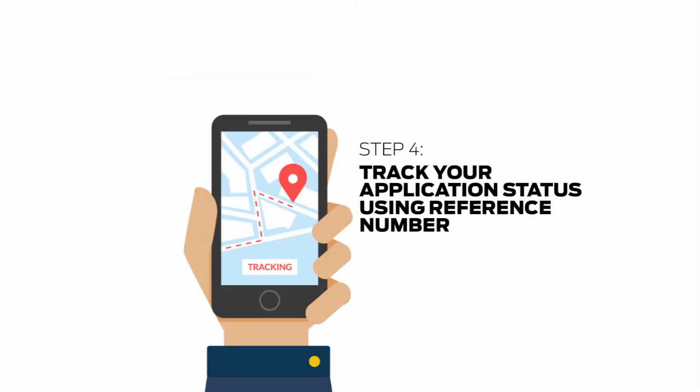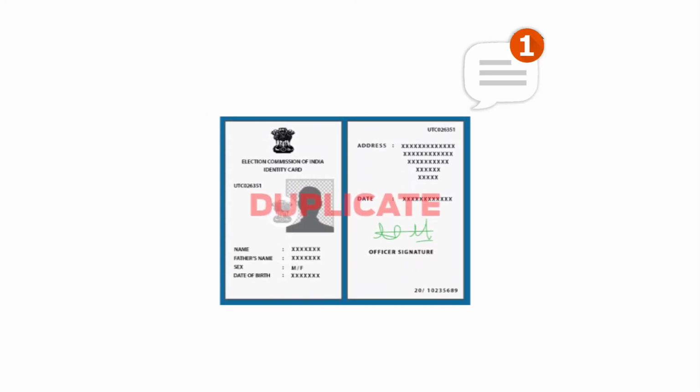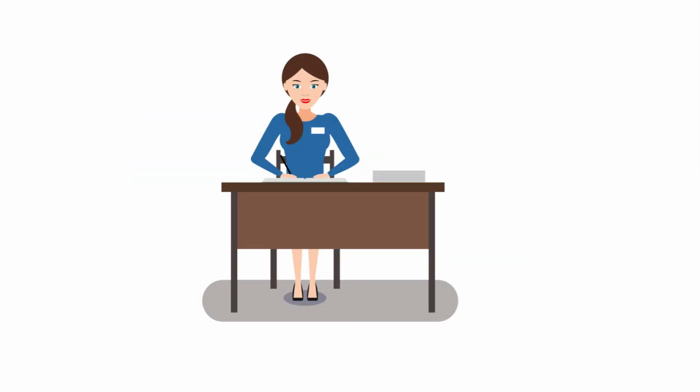You can track your application status on the State Election Office website using this reference number. Your application will now be verified by the electoral office. After verification is complete, you will be notified to collect your duplicate voter ID from the electoral office.